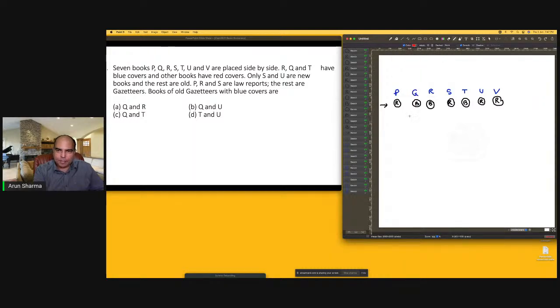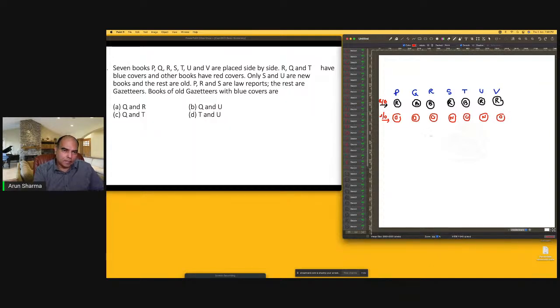So the second dimension is new versus old. This was red versus blue. This is new versus old. So what they are telling us is S and U are new. So this is a new book and U is a new book. And the rest are old books. That means I've got all these 5 books as old. P, Q, R, T, V, they're all old books.